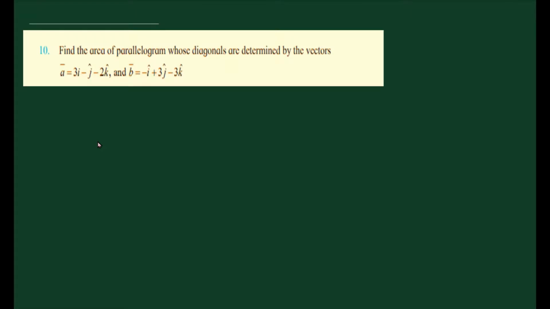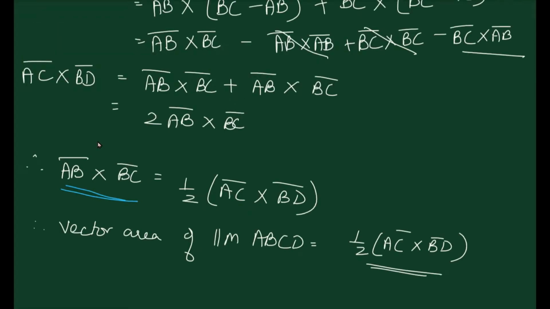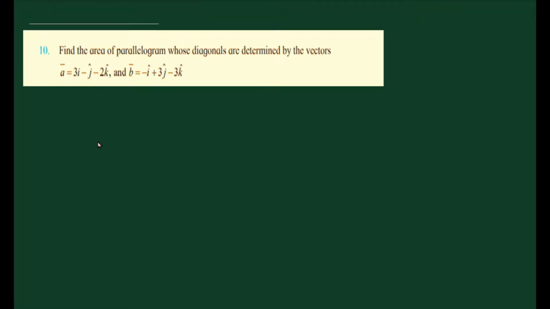Now the 10th sum: find the area of the parallelogram whose diagonals are determined by the vectors A bar and B bar. If you remember, in the 9th sum we have already seen that the vector area of a parallelogram ABCD is half the cross product of its diagonals. We are going to use the same concept here. So the diagonals are A bar equal to 3i minus j minus 2k and B bar equal to minus i plus 3j minus 3k.